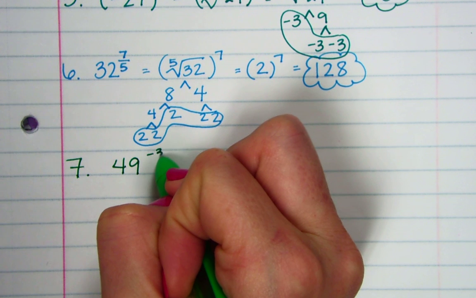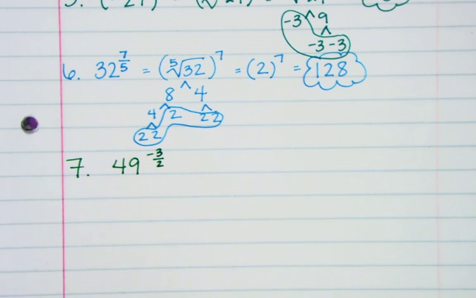Number 7, here's something that you may not have seen since freshman year. Okay, the exponent is negative 3 divided by 2. Anybody remember what happens when you have a negative exponent?